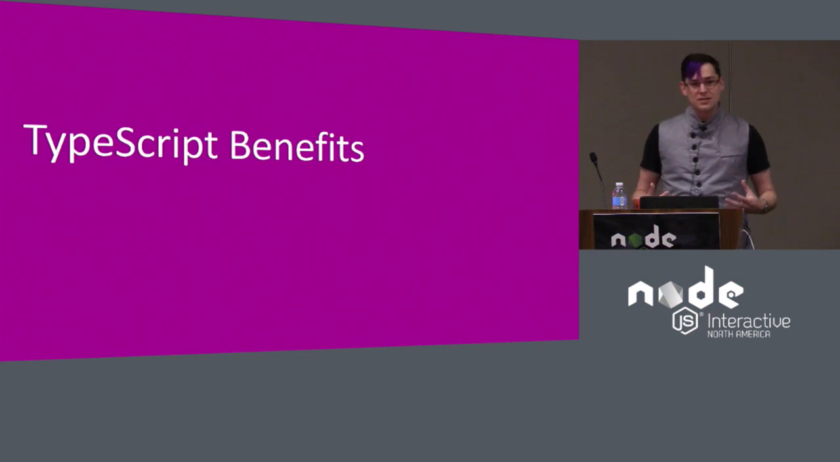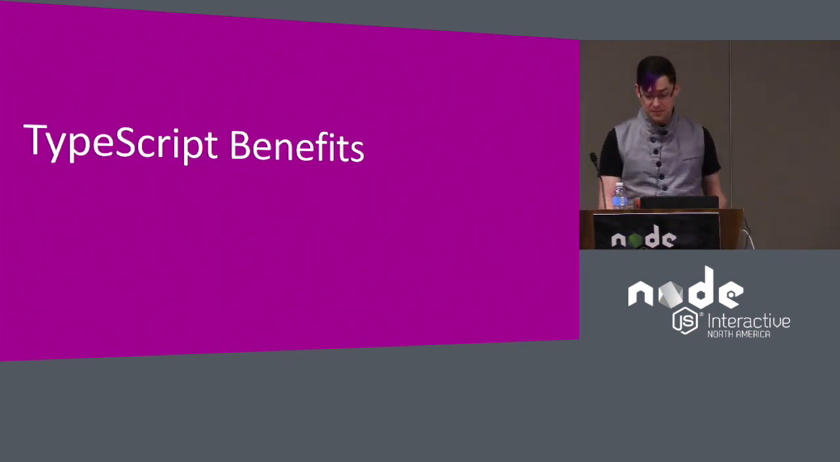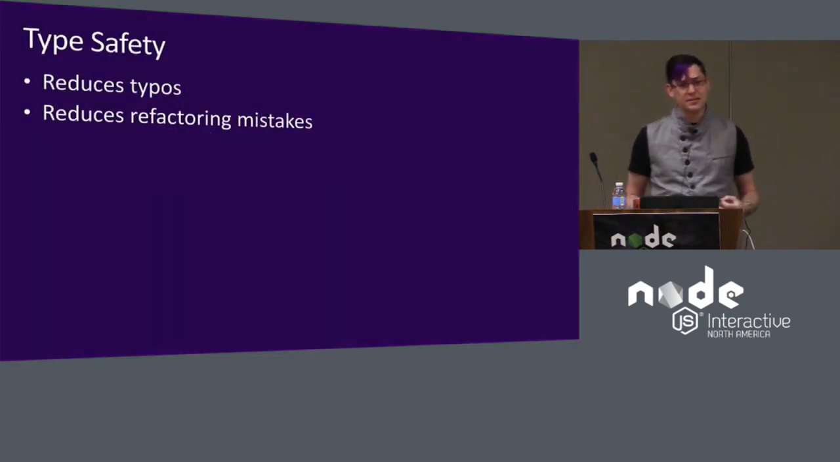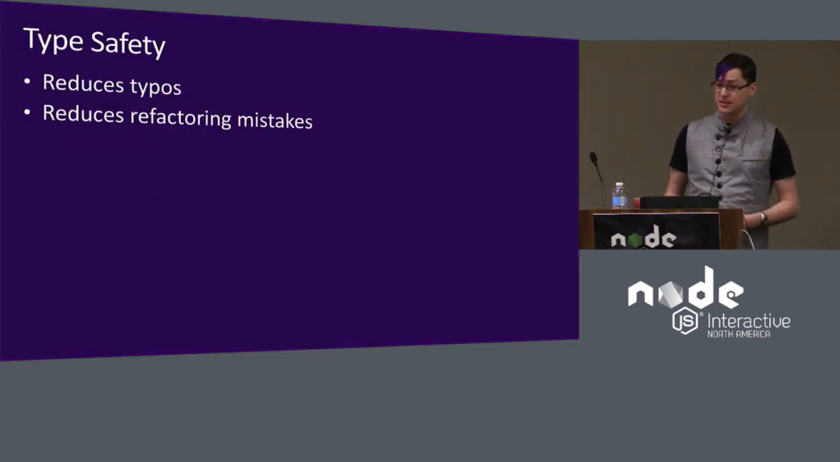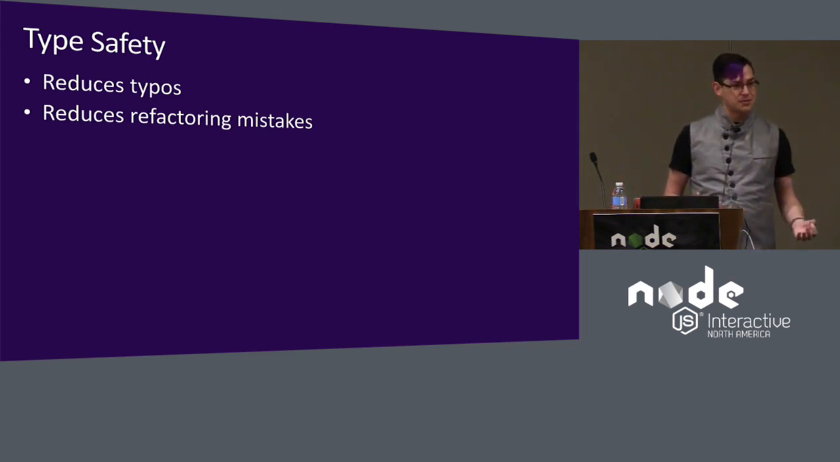So why are these things great? Why does this make TypeScript a compelling language? Well, the biggest thing is type safety. And what type safety means is just we get a lot of guarantees about types. It basically helps us catch errors. The biggest area where I found that it's helpful is that it reduces typos.